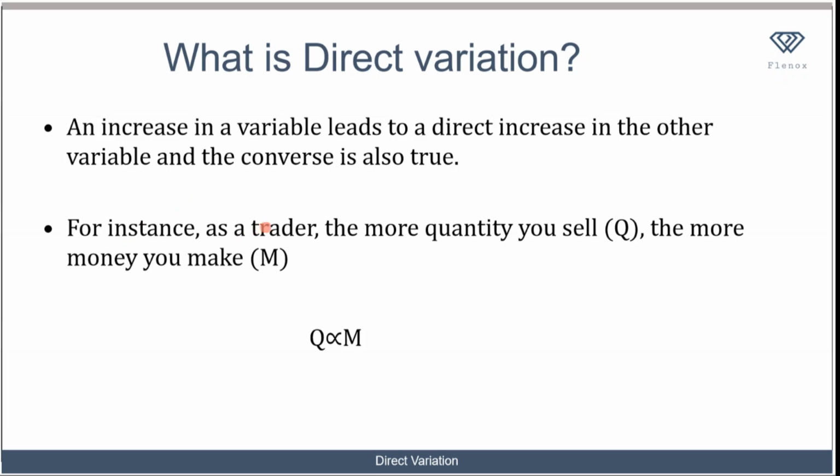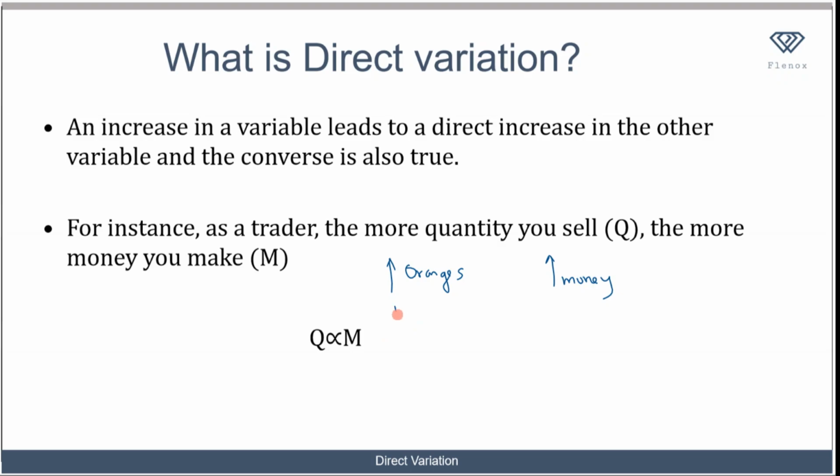For instance, as a trader, the more quantity you sell, Q, the more money you make. So what do we mean by that? Let's imagine a trader that sells oranges. So what happens as the trader sells more oranges? As she sells more oranges, then directly she makes more money.